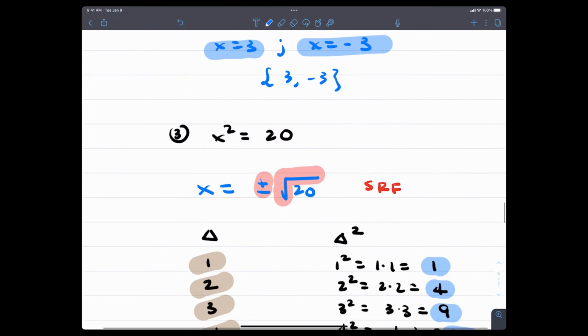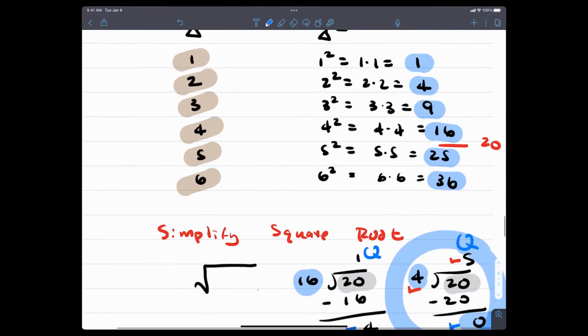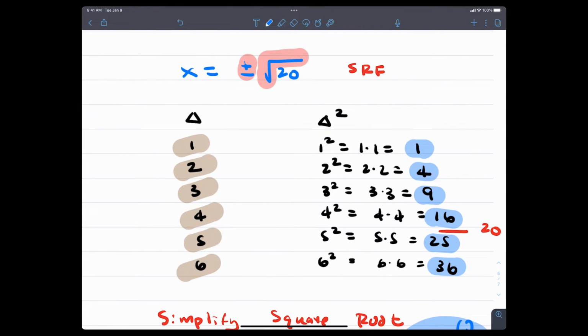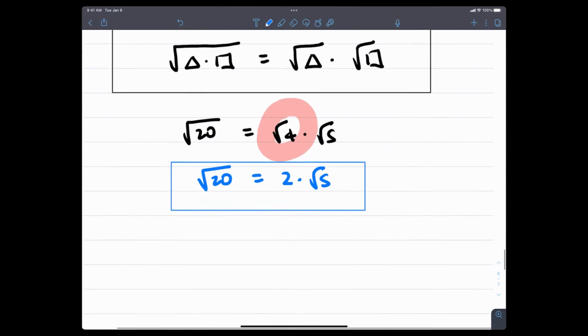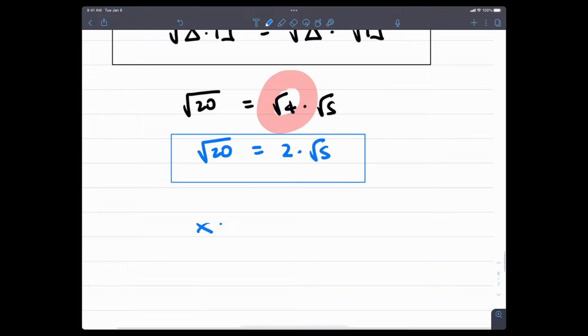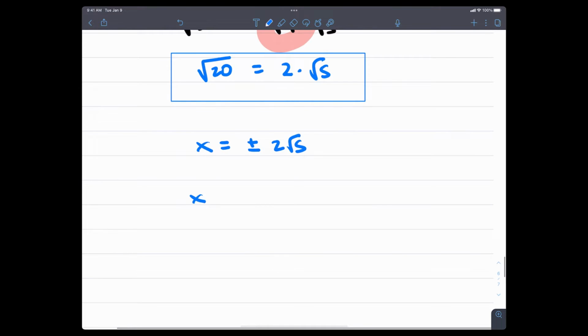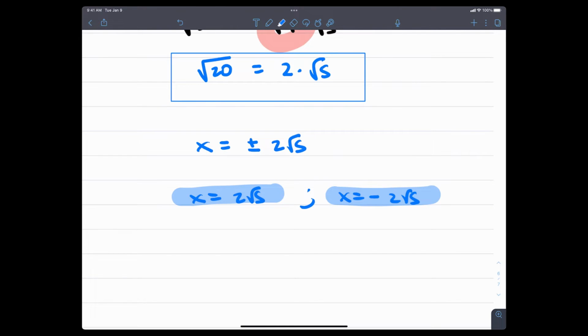So we're not done yet, though, right? What do we mean by that? Remember what this is? Plus or minus the square root of 20. Here's what this is. X equals plus or minus 2 times the square root of 5. So there's two solutions. X is positive 2 times the square root of 5, and X is negative 2 times the square root of 5. So, ladies and gentlemen, those are the two answers.